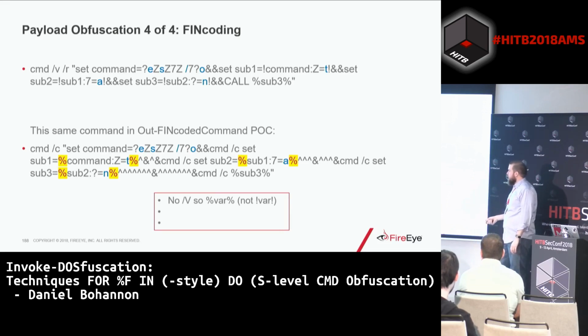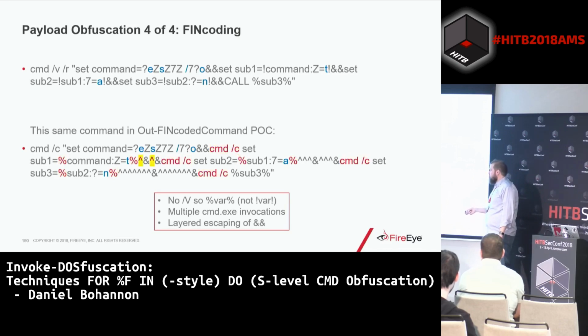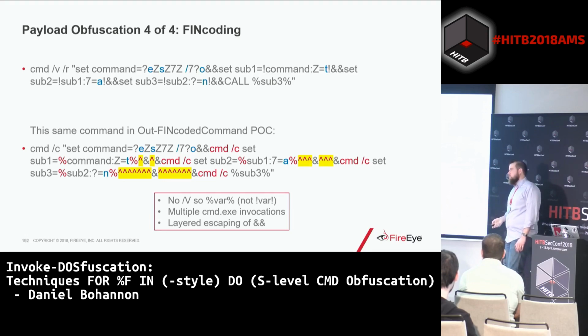Because I had to do additional child processes, I had to do layers of escaping. So this was one layer of escaping for the ampersands to chain all the commands. This is 2 layers. This is 3 layers. So as you can see, there was a crazy amount of carets in those commands. So really ugly. FIN coding, as we did at the top here, does it all within a single process and all in memory. So it's a lot cleaner.